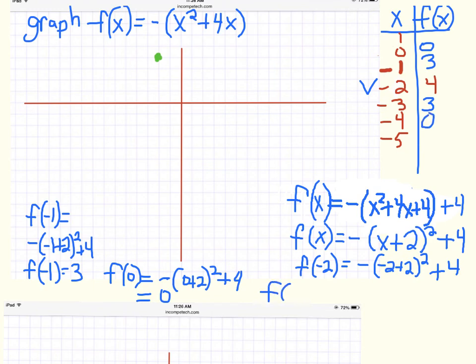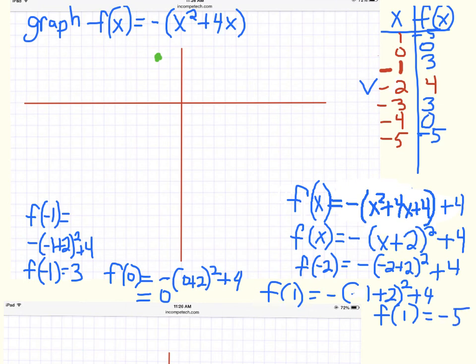And then f of 1 equals the opposite of 1 plus 2 squared plus 4. Sorry, I need to plug in a positive 1 there. So when I plug in a positive 1, that gets 3 squared, which is 9, but then that gets made negative, so negative 9 plus 4 is negative 5. Okay, so I think we've got everything. So f of 1 gets the same thing as f of negative 5, which is negative 5.